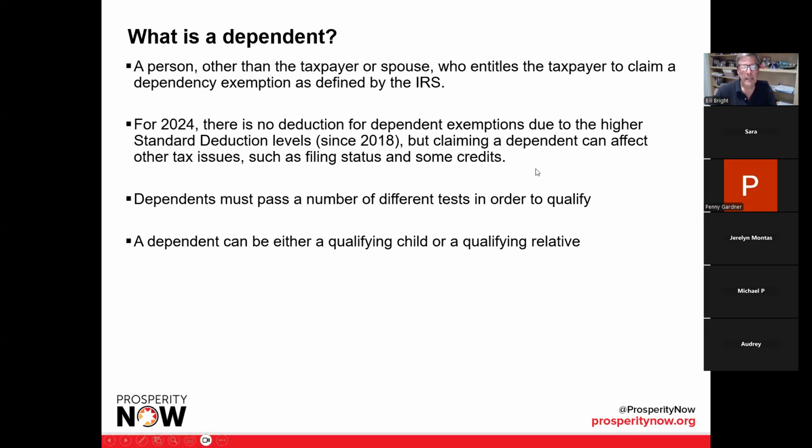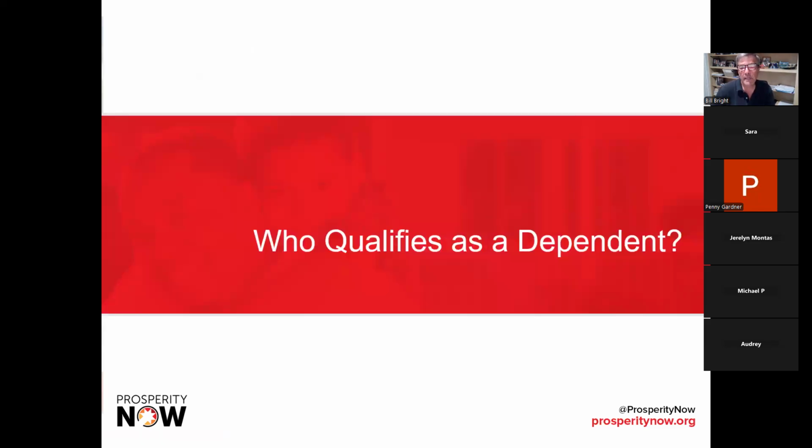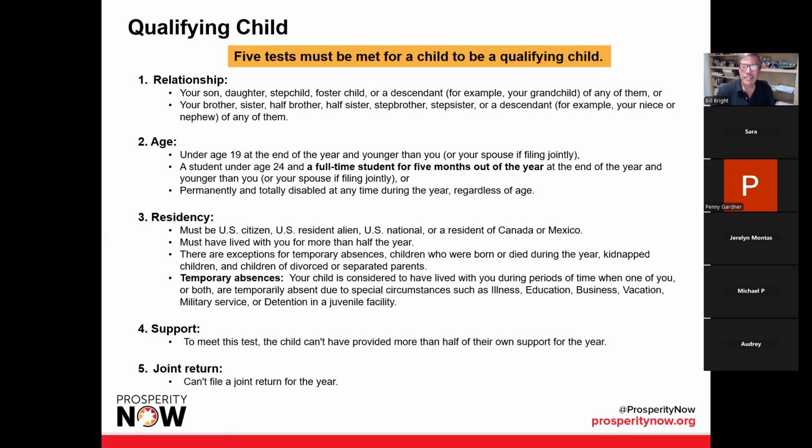But by claiming a dependent, you still can be entitled to other credits, both refundable and non-refundable, as well as determining maybe a better filing status. Okay, there are different tests that a dependent must pass in order to qualify, and a dependent can either be a qualifying child or a qualifying relative. And they can't be both at the same time. So who qualifies as a dependent? Right there for the child, and this is generally what we see, there's five tests: the relationship, the age, the residency, the support, and the fact that they can't file a joint return.